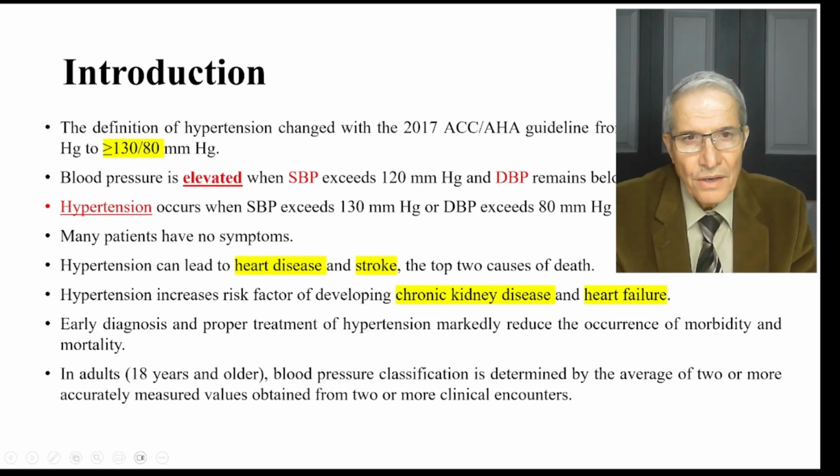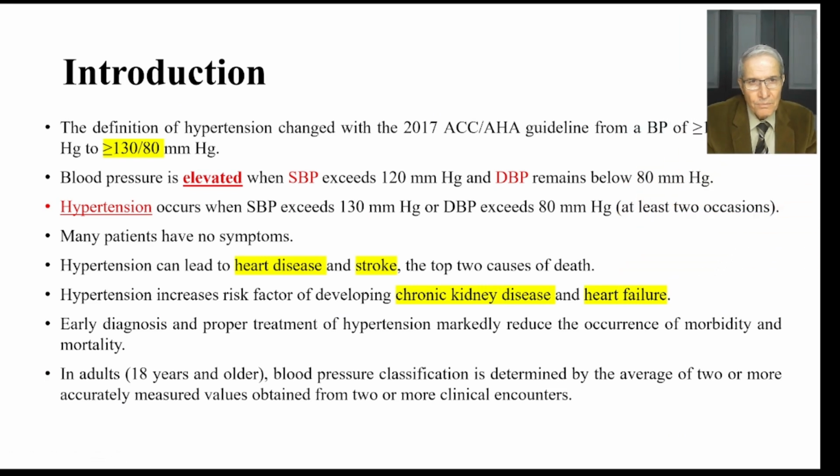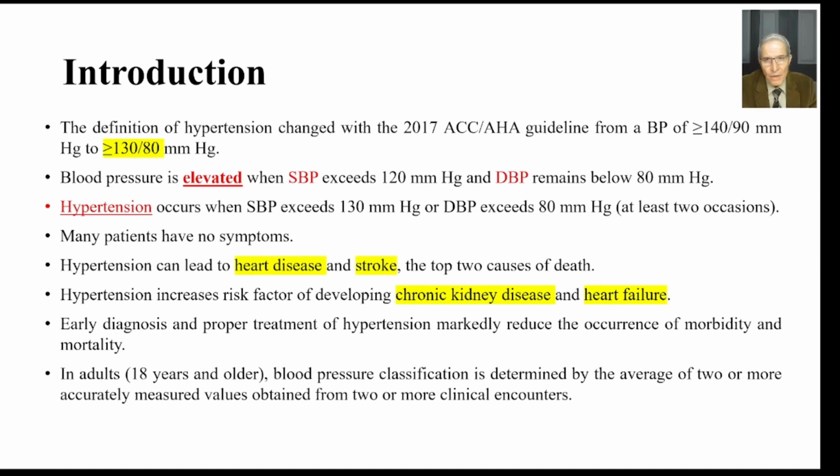According to the recent definition for hypertension or high blood pressure, the definition of hypertension changed according to the American Heart Association and American College of Cardiology guidelines. The recent guidelines changed from above or equal to 140 over 90 to above or equal to 130 over 80. So this is considered hypertension. Any reading for blood pressure above 130 over 80 is considered hypertension.